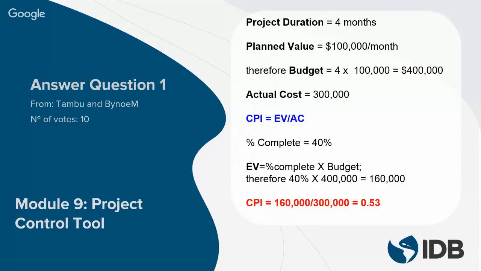The question went on to say that percentage complete is 40%, but it didn't tell us what the earned value is. And CPI, of course, is earned value over actual cost. So in order to get the earned value, we had to do some further calculation. The formula for earned value is percentage complete times the budget. We already worked out the budget, and the percentage complete was 40%. So 40% times the 400,000 budget gives you 160,000. Therefore, we have all the components of the CPI formula, and we were able to calculate it. So CPI is equal to 160,000 over 300,000, in other words, 0.53.